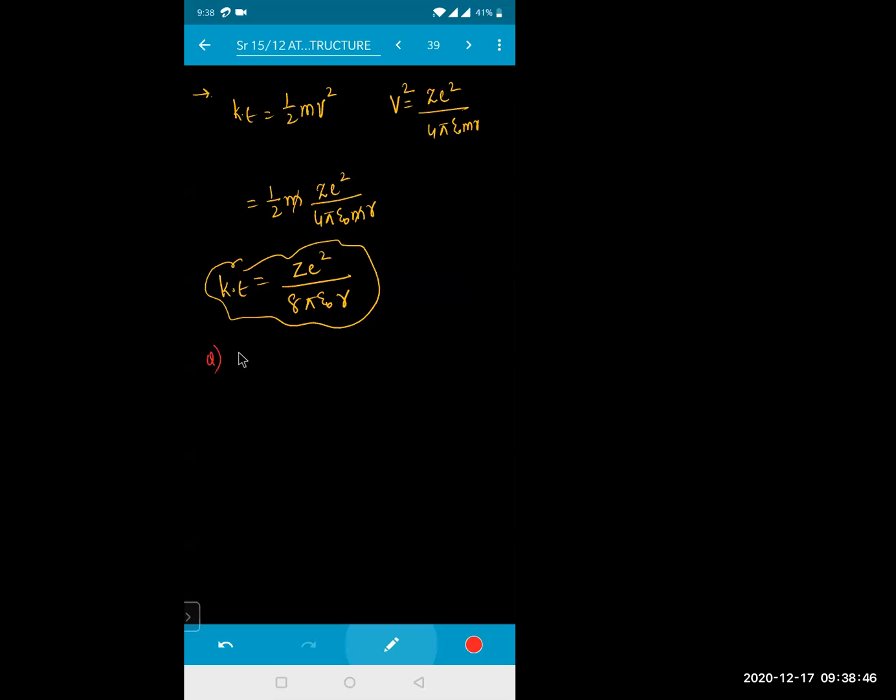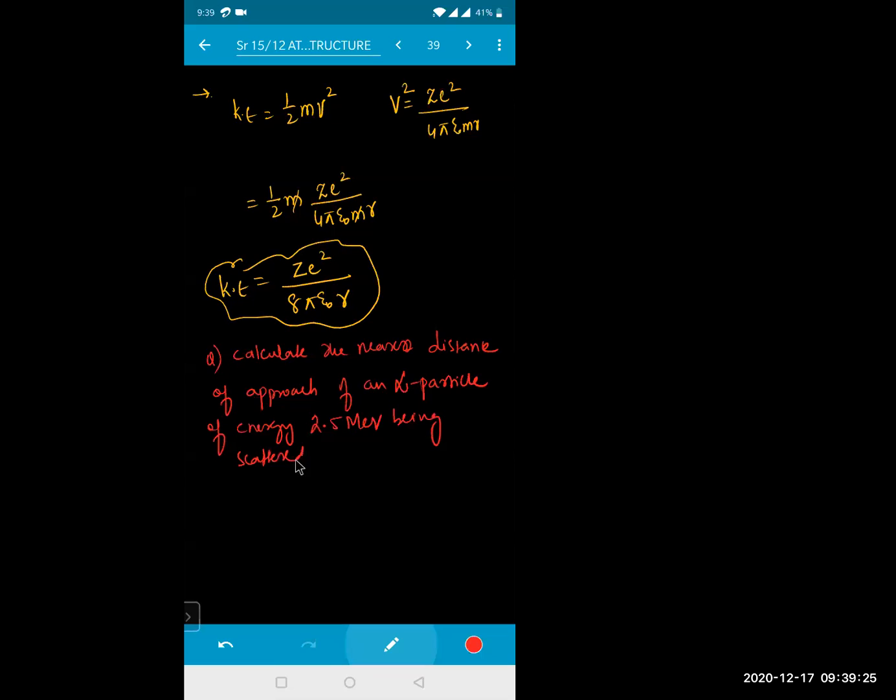ఈ ప్రాబ్లం చూడండి, క్లోజెస్ట్ డిస్టెన్స్ ఆఫ్ అప్రోచ్ పైన. Calculate the nearest distance of approach of an alpha particle of energy 2.5 mega electron volt, which is being scattered by a gold nucleus where Z is equal to 79.